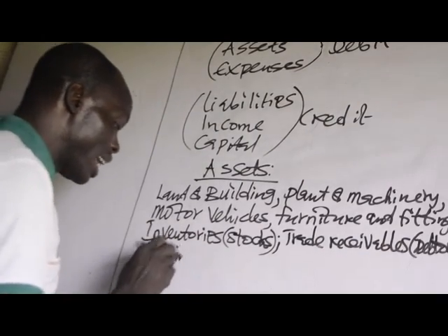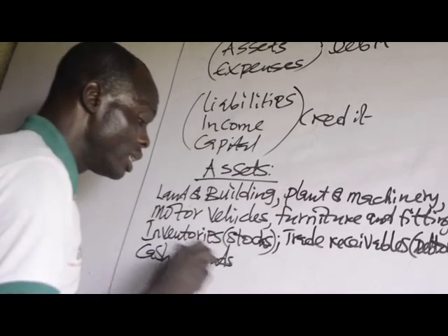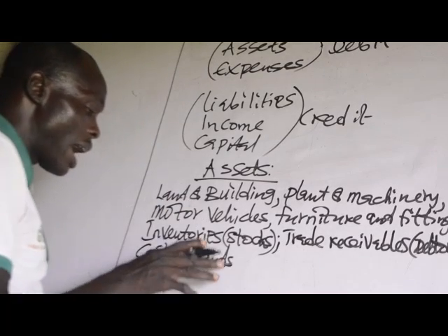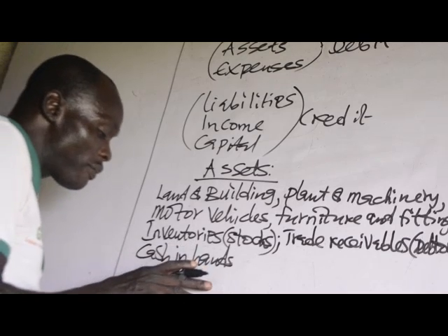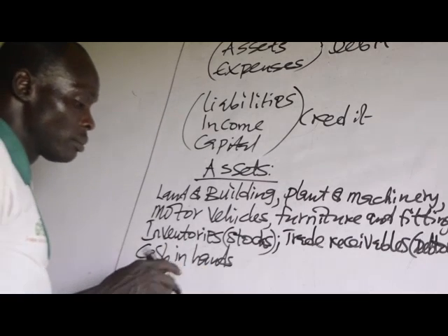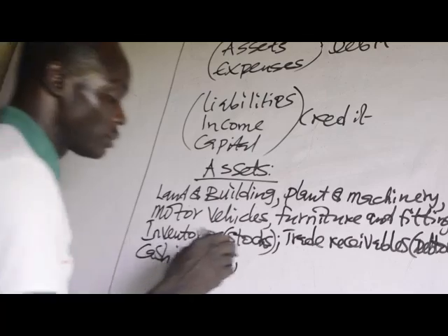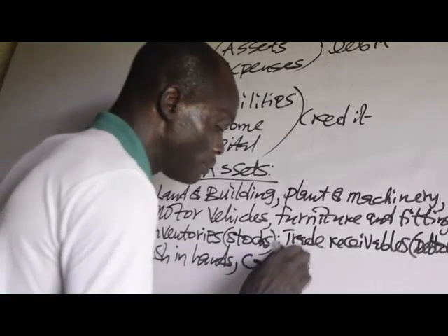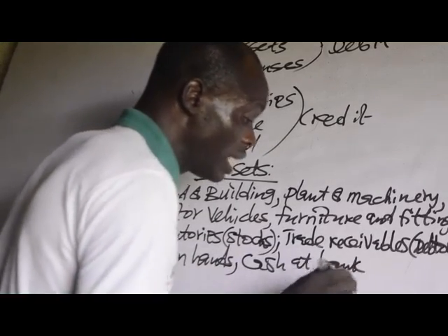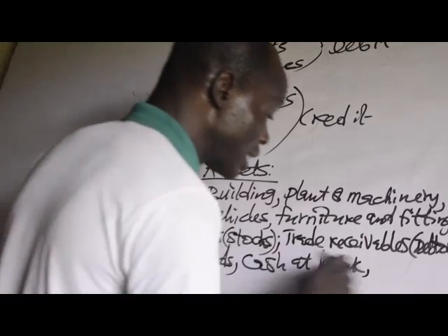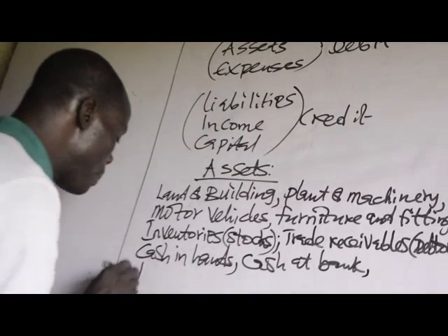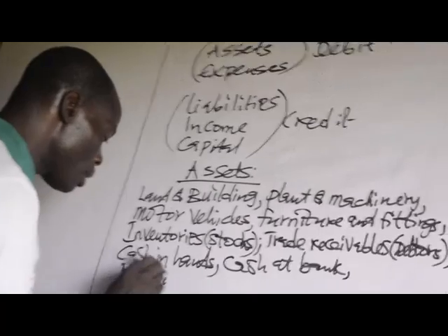Cash in hand. The cash the business has at hand, or cash of the business which the owner has at hand, are assets to the business. Cash at bank, the money the business has at the bank, is an asset to the business. Prepaid expenses.